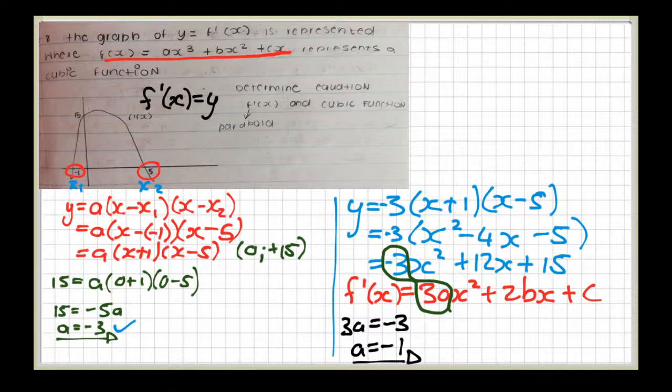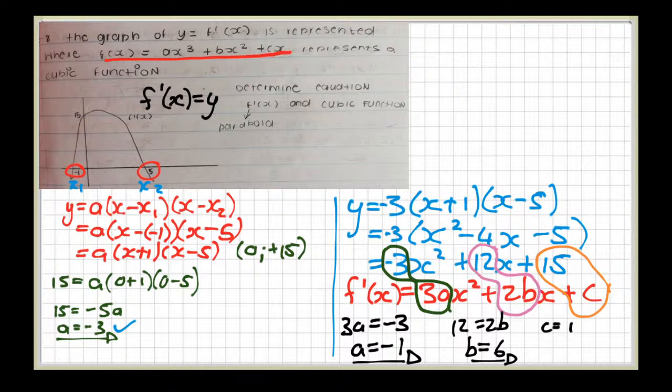Next up, if I compare the next one, which is the 12, it must be equal to the 2b. So b is 6. And the last one is the easiest of them all. C must be 15. And there, gentlemen, you've got A, B, and C. In other words, you have all that you need.